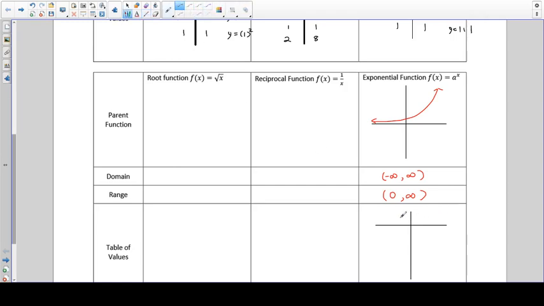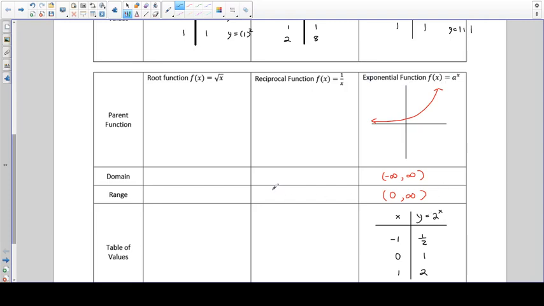For table values, as an example, my favorite to use is y equals 2 to the power of x. So this is going to be 1, 0, 1, and over here, this is going to be half, and this is going to be 2. Now, you don't have to use y equals 2 to the power of x as an example. You can use 3 to the power of x, 4 to the power of x. Obviously, these values will be different, but whatever makes it easier for you to draw the graph of an exponential function. For me, I just use this all the time to represent an exponential function.